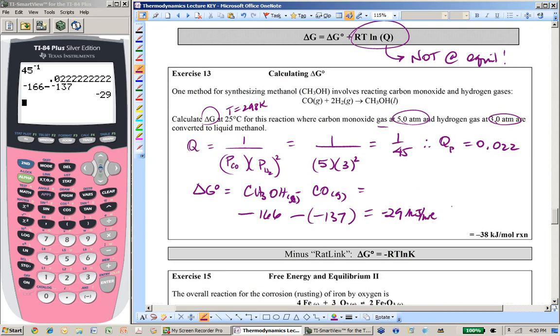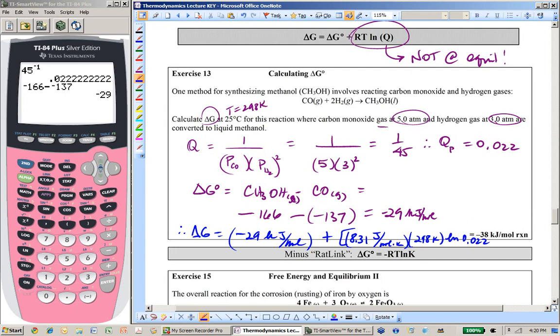I'm going to calculate delta G with this information. So therefore, delta G equals delta G naught, which is minus 29 kilojoules per mole, plus 8.31 joules per mole Kelvin, 298 Kelvin, ln 0.022. Yes, that's what my calculator had.